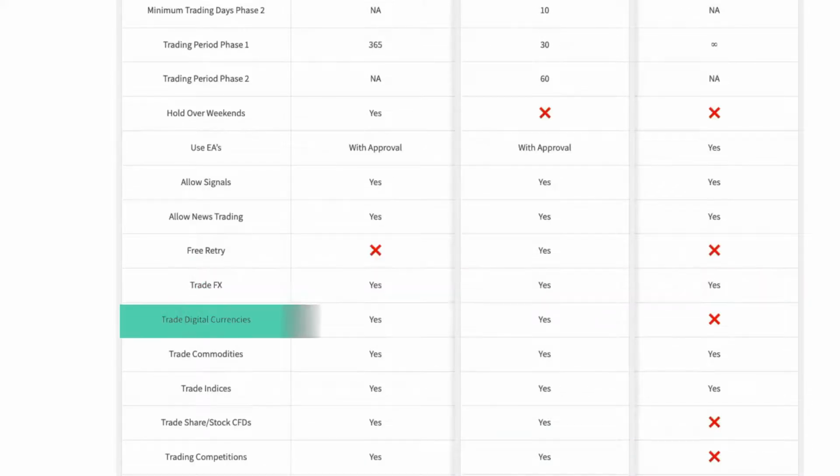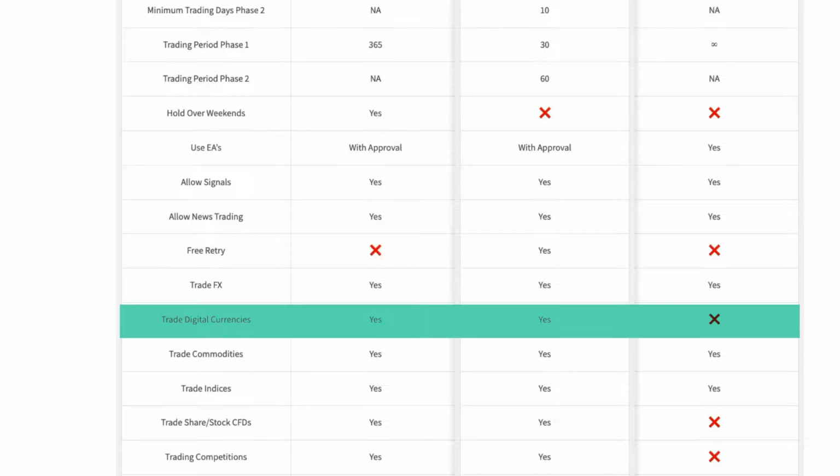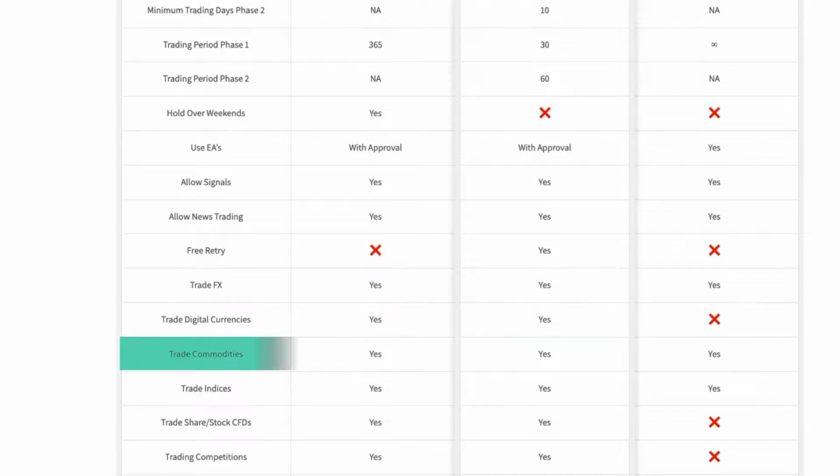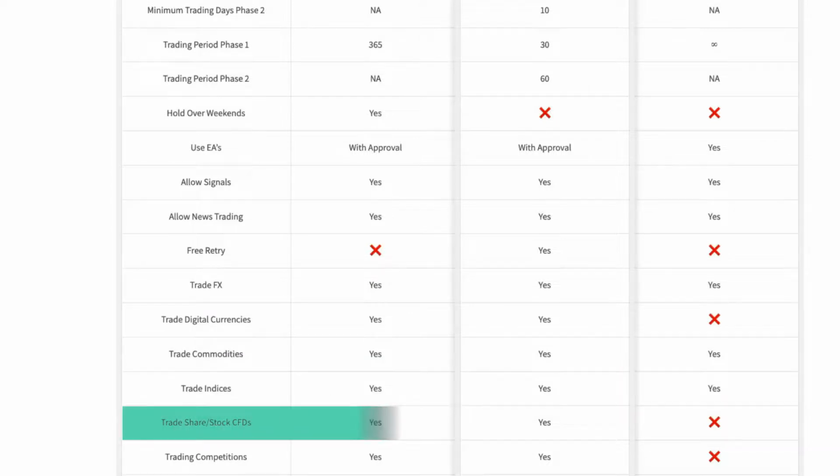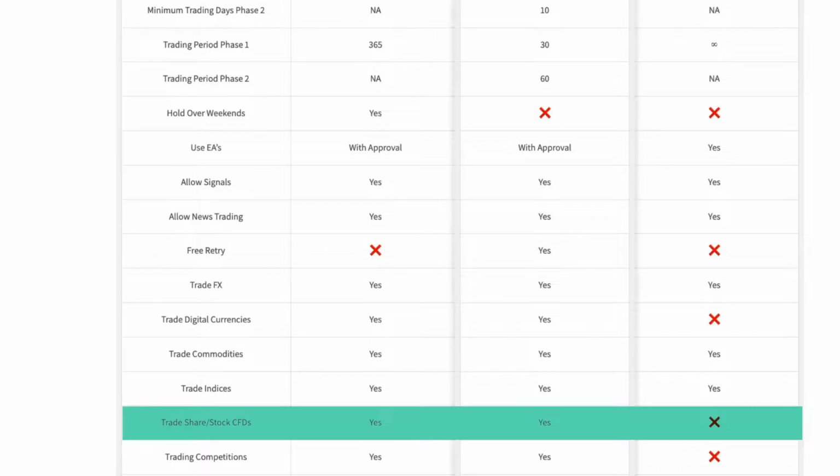Can you trade Forex? Yes, to all accounts. Can you trade digital currencies? You can on Traders with Edge. You cannot with T4T Capital. Can you trade commodities? Yes, you can on all accounts. You can trade indices on all accounts. You can trade share stock CFDs on Traders with Edge, but you cannot at T4T Capital.